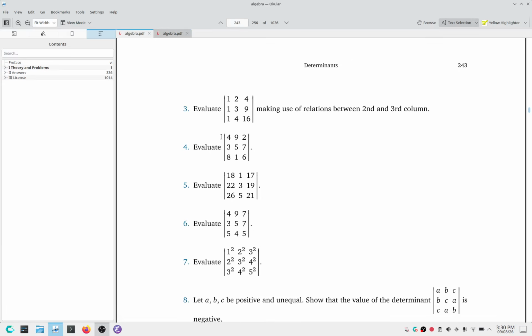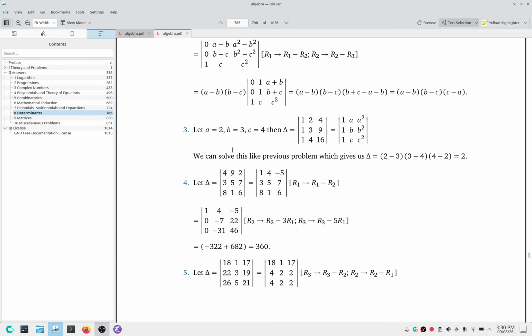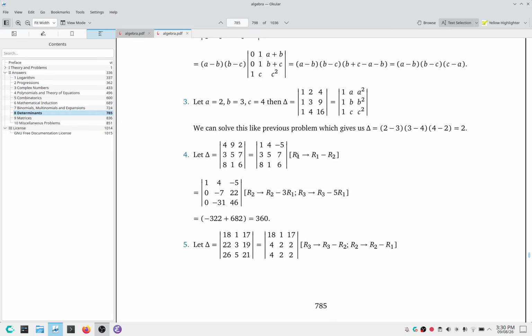Question 4 says evaluate the determinant with rows 4, 9, 2; 3, 5, 7; 8, 1, 6. What we do here is R1 = R1 - R2. So our R1 becomes 4 minus 3 is 1, 9 minus 5 is 4, and 2 minus 7 is minus 5, and the other two rows remain the same. Then R2 = R2 - 3R1 and R3 = R3 - 5R1. So we have two zeros here and the other things are also there.